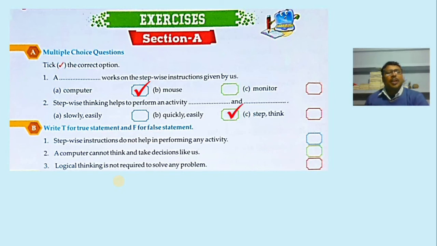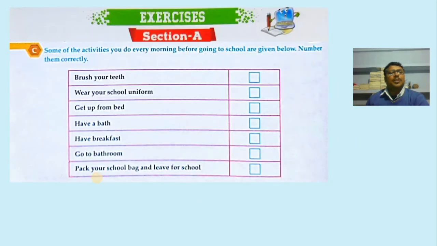Now the second question, B, true or false. The first statement is: stepwise instructions do not help in performing any activity. False. A computer cannot think and take decisions like us. True. Logical thinking is not required to solve any problem. False.